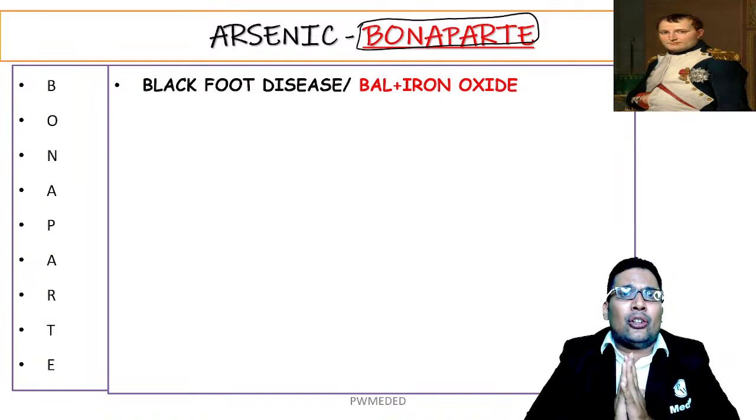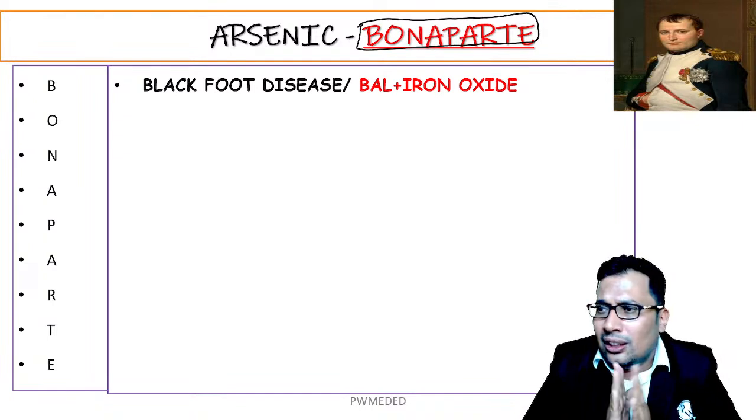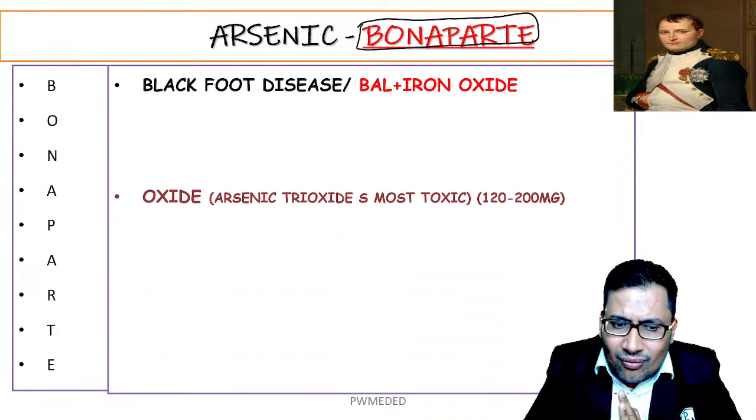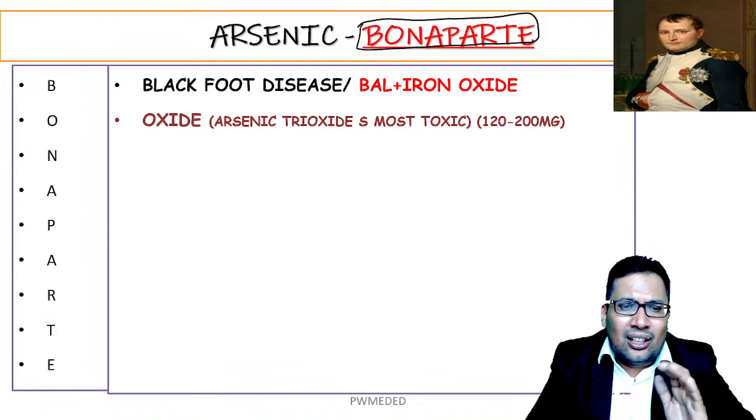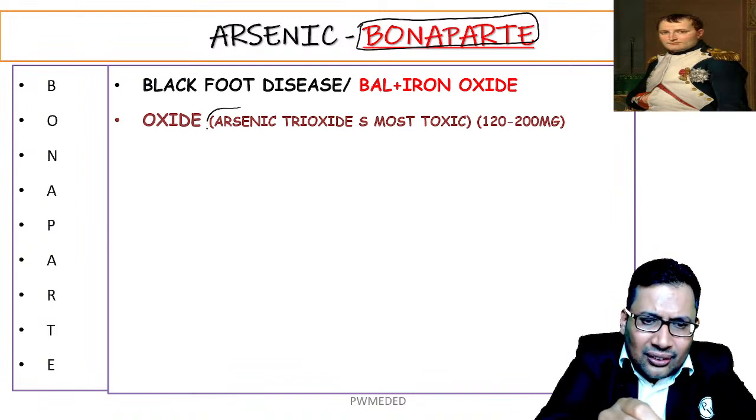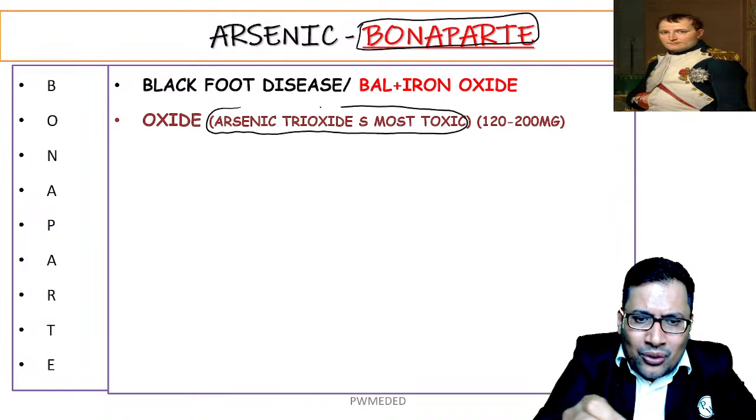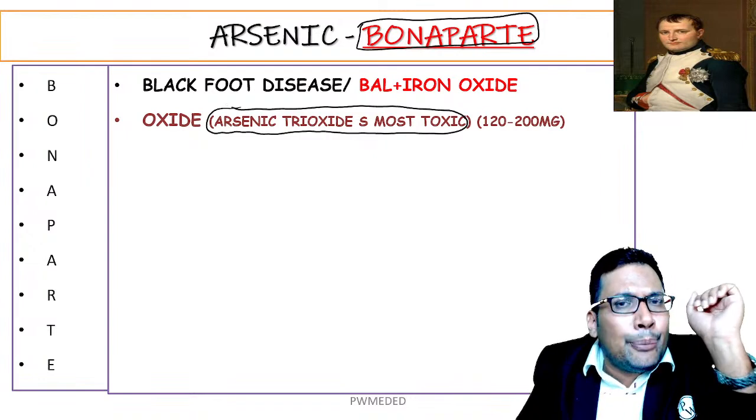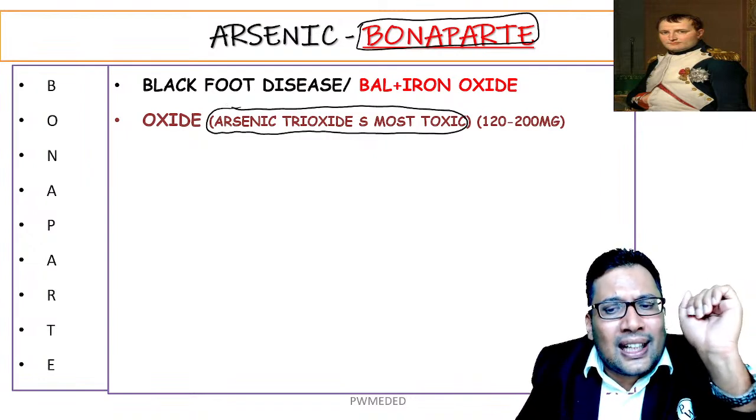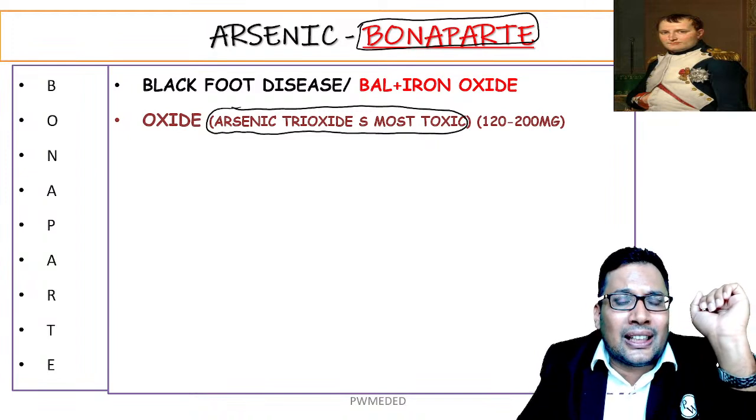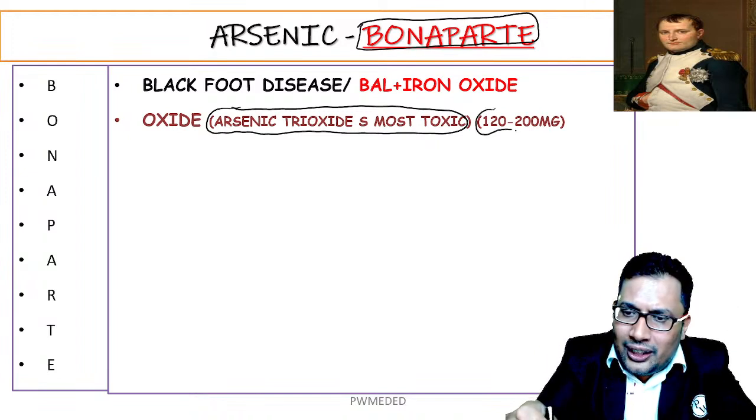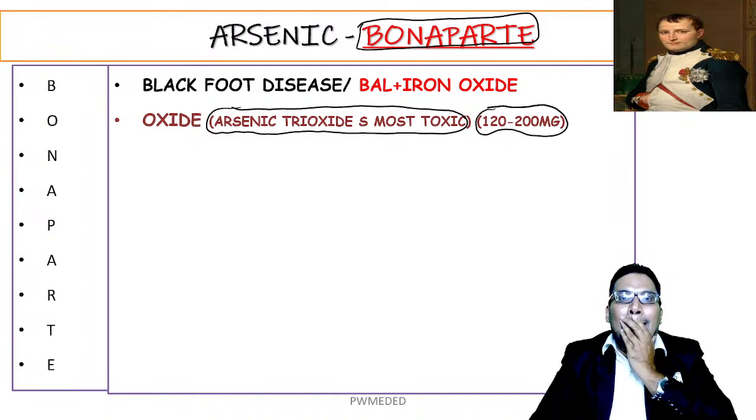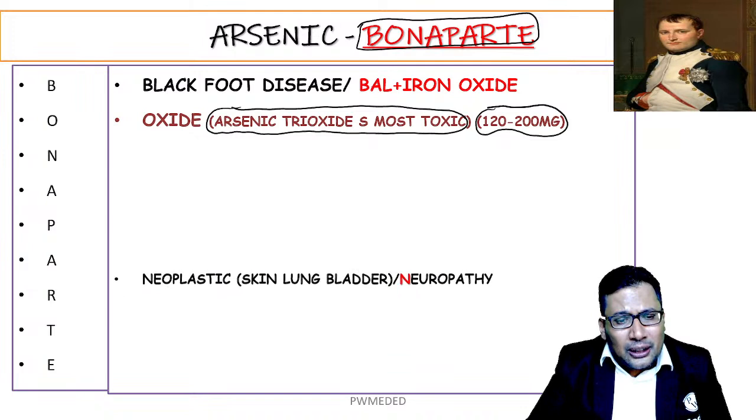Now O for, can anyone guess what O is related to arsenic? Come on all of you. O for oxide. Remember, that is arsenic trioxide. So this can be asked in the exam. Arsenic trioxide is the most toxic form. In one of the NEET PG and INICET exams, a question was asked: what is the fatal dose? Your answer should be 120 to 200 milligram.